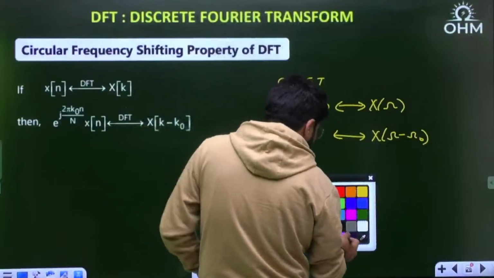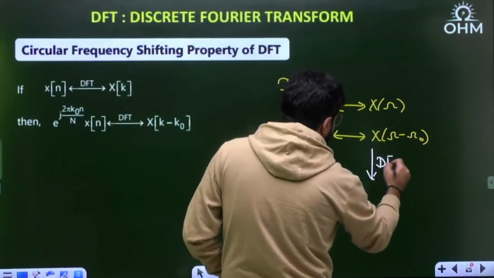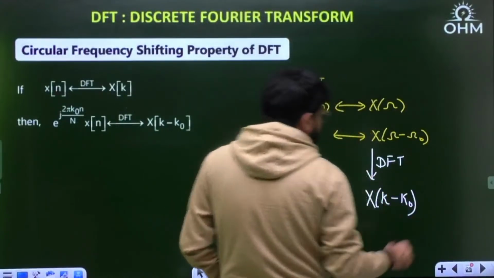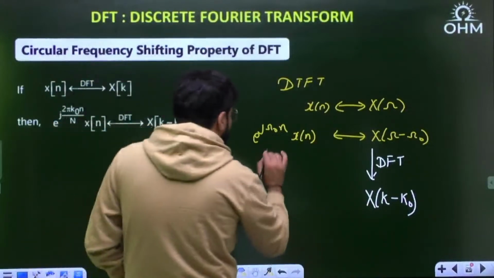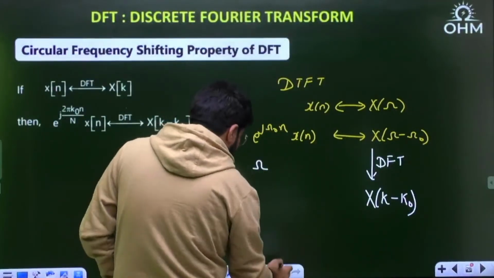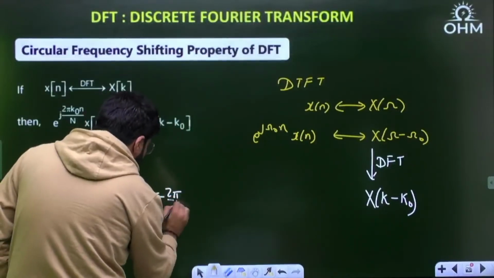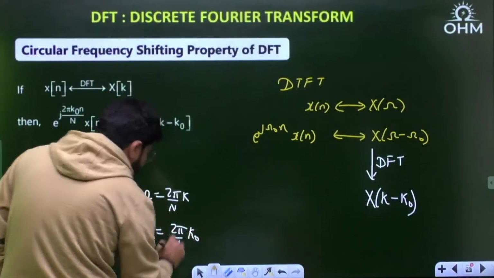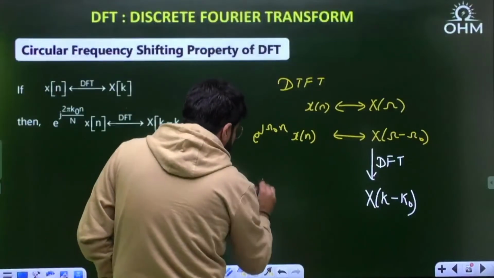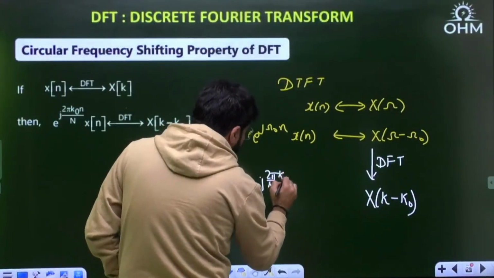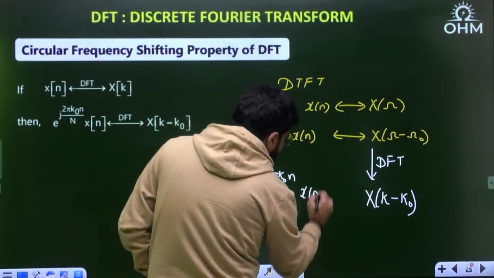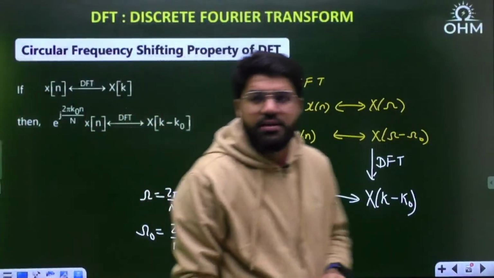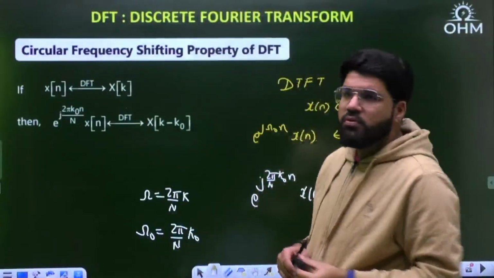Okay, so now when you want to convert this to the discrete frequency, that is the DFT, suppose the DFT is X[k minus k naught]. So what will omega naught be equal to? See, normally what is omega? Omega is 2 pi by n into k. So omega naught corresponds to the amount of shift you have given, k naught: 2 pi by n into k naught. So I will write here e power j 2 pi by n into k naught into n, into x[n]. This should have the DFT X[k minus k naught]. This is exactly what is written.